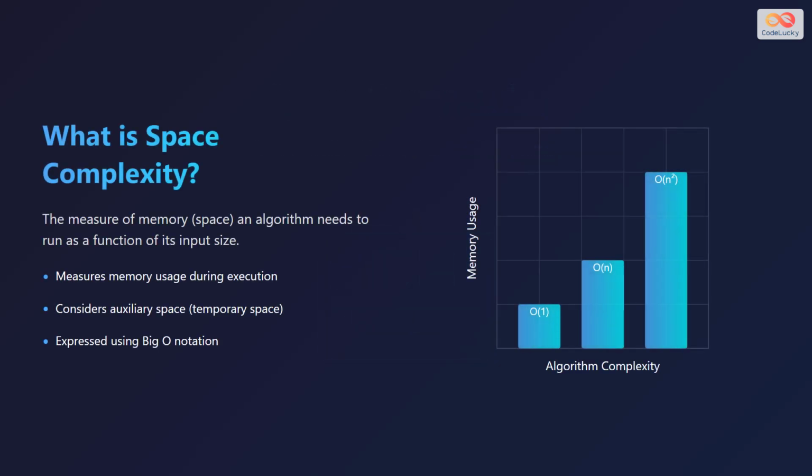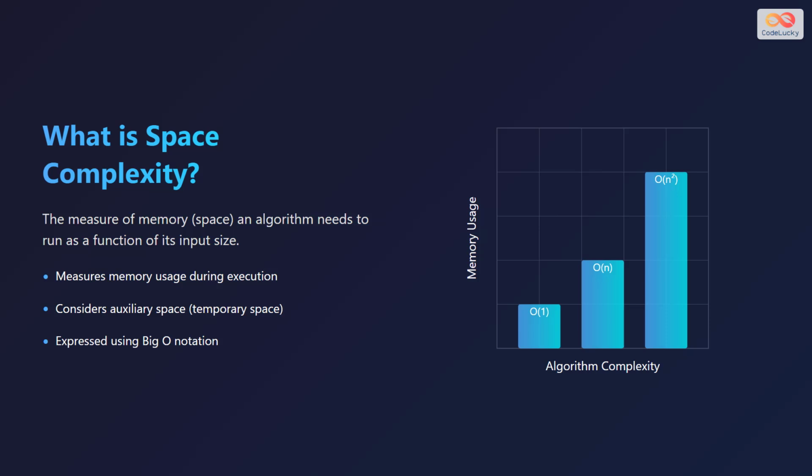So, what exactly is space complexity? Space complexity is a measure of the amount of memory or space that an algorithm requires to run, as a function of the size of its input. In simpler terms, it tells you how much memory your algorithm will need as the input grows larger. It primarily measures memory usage during the execution of your code. This includes the space used by variables, data structures, and temporary storage. It also considers auxiliary space, which is the extra temporary space used by the algorithm beyond the input itself.